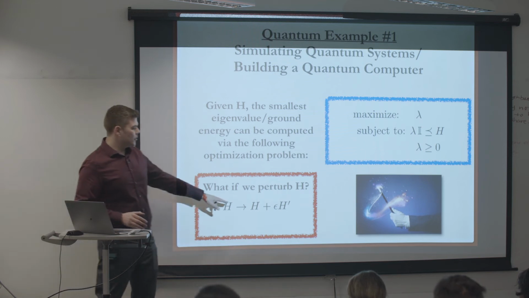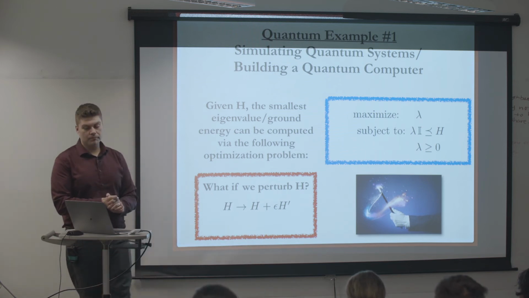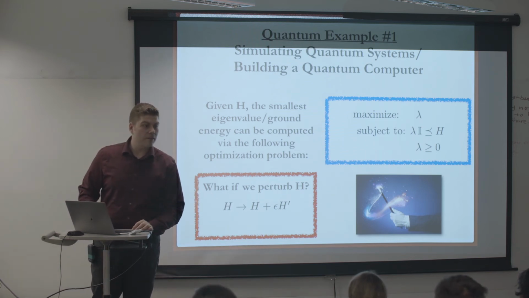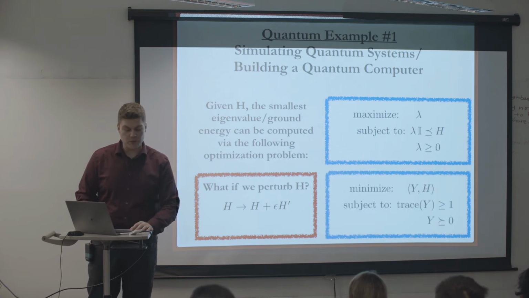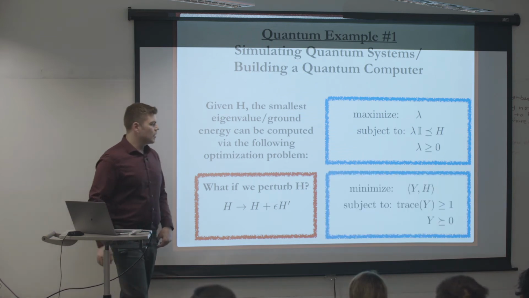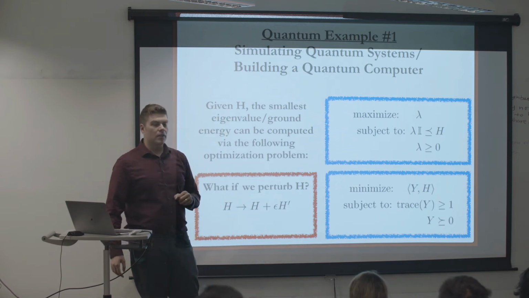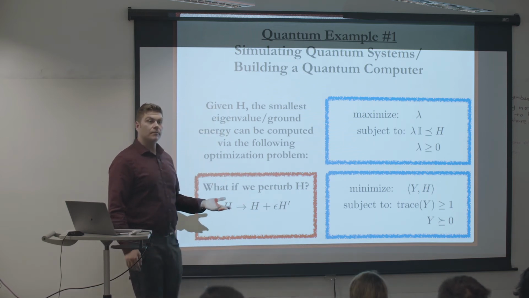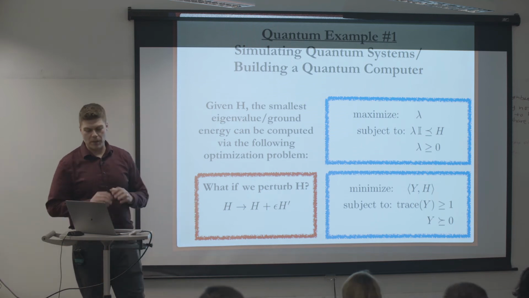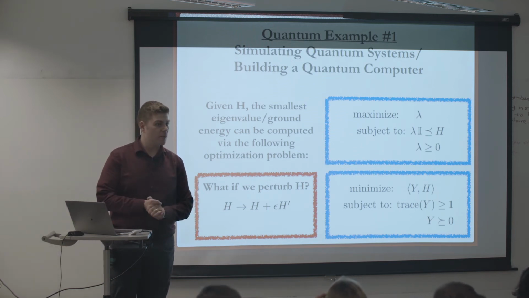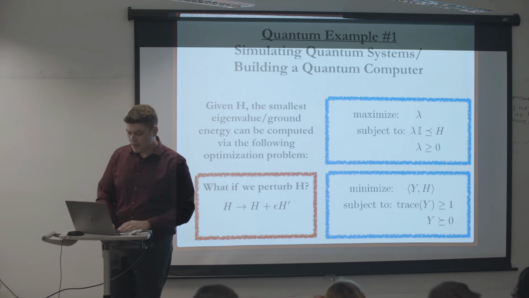So I want to know the shadow price of this. So here's the magic wand. I'm going to define the dual. The dual looks like this. Minimize the inner product of y with h. The trace of y has to be larger or equal to 1, and it has to be positive semi-definite. I'm not going to explain where that came from. I'm happy to chat about it later if anyone's interested.